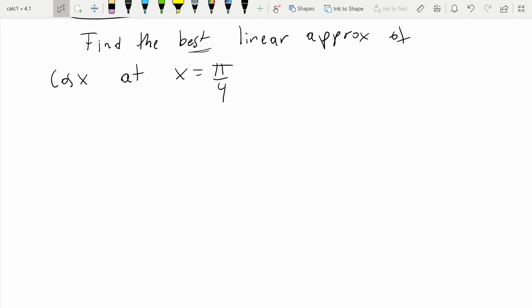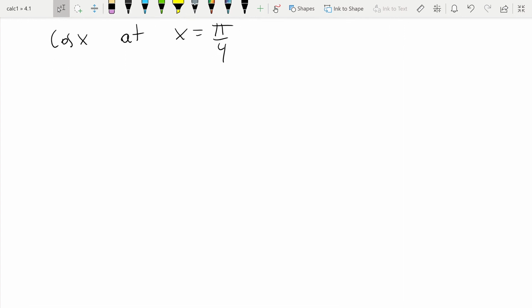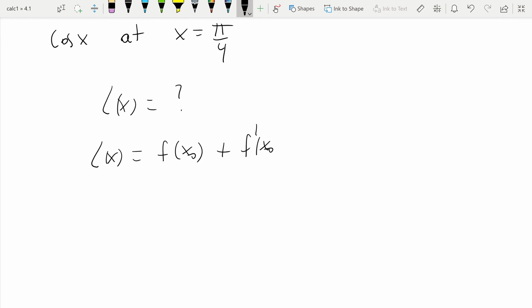So what is the best linear approximation of cosine of x? What is L of x? This is what we're after. From here, many other questions can arise. So we'll compute the value of cosine at pi over 4 plus 0.02, which is something we're going to do in a related example. But what is a linearization? For linearization, we need two things: the value of the function at the point, and the value of the derivative at the point. So it's going to look something like that.